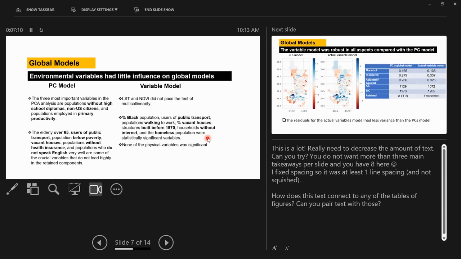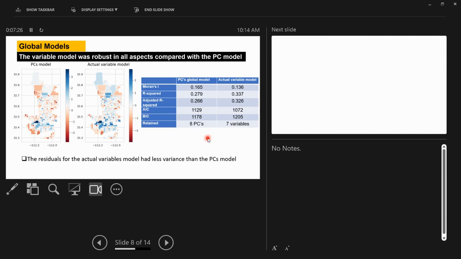In the actual variable model, surprisingly, the four physical models that we used were not statistically significant at the global level. In fact, the land surface temperature and the vegetation index could not even pass the test of multicollinearity. Then here we have more details about the global models, with an illustration of the residuals. The key takeaway here is that the actual variable model had less variance than the PC model, so it predicts much better.